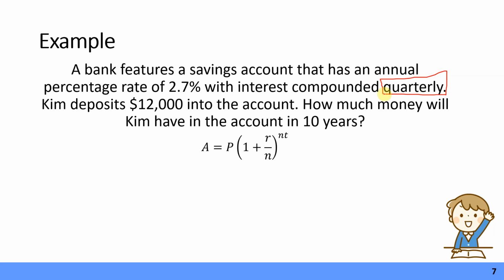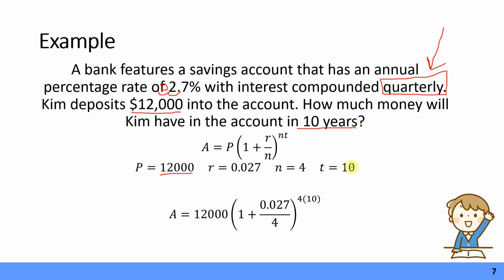So here's my formula that I'm going to be using. And then again, just make sure you assign all the values. So here, Kim is going to start with a total of $12,000. So that is the P value. The rate is 2.7. Now the decimal's here. So if I move that twice, my rate becomes 0.027, which is right here. And again, if you don't like moving the decimal, just put in your calculator 2.7 divided by 100, you get the same thing. Now the N value is going to be based on this keyword. Quarterly means 4 times a year, so that's going to be 4. And then T represents the 10 years that we want to know how much money Kim will have.